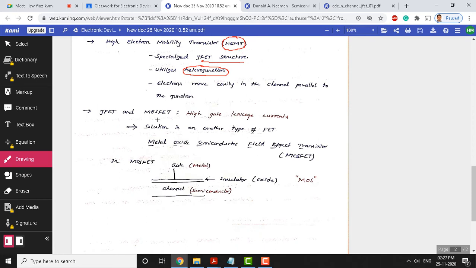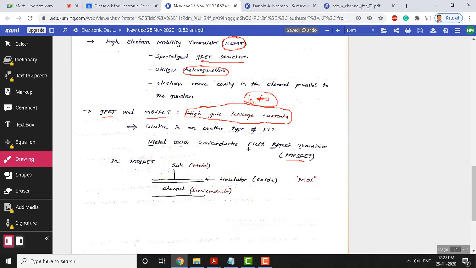JFET and MOSFET, both of them have some drawbacks because of gate leakage currents. Usually, gate current should be 0. Due to the leakage, the gate current may not become equal to 0. So this is a drawback for the FETs. When the gate current starts flowing, it consumes power, and that creates a lot of problems in the JFET. So to overcome the problems in both JFET and MESFET, we move on to another device called MOSFET.